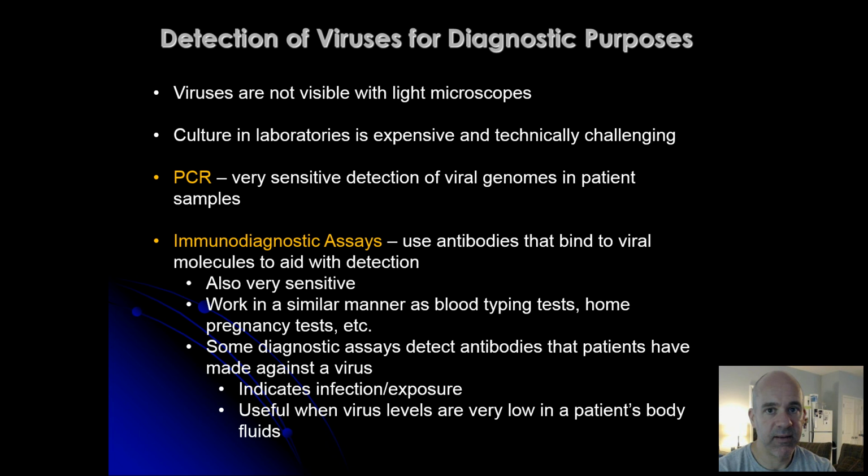How do we detect viruses? We're not as good at diagnosing viral infections as we are at diagnosing bacterial infections for several reasons. One thing, you can't visualize them with typical light microscopes. You've got to have very powerful electron microscopes, so you don't do things like gram staining on viruses. Not going to work. They're way too small.